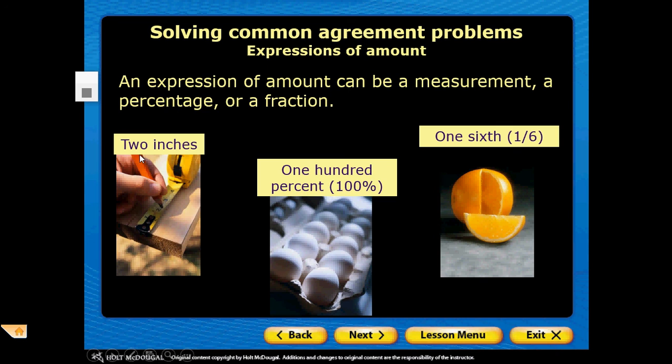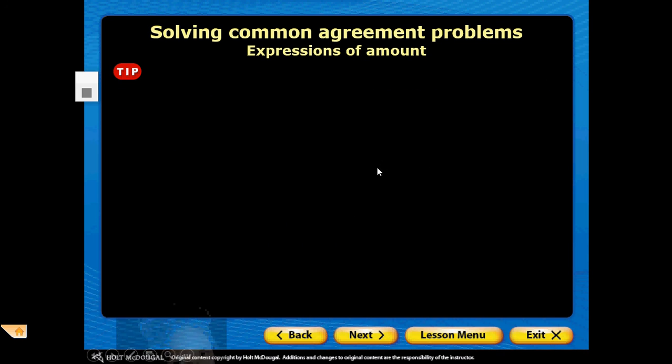For example, here we are talking about 2 inches, so this is plural. 100%: plural or singular? It's singular, very good. 1/6, again, it's singular. So let's see a tip here.